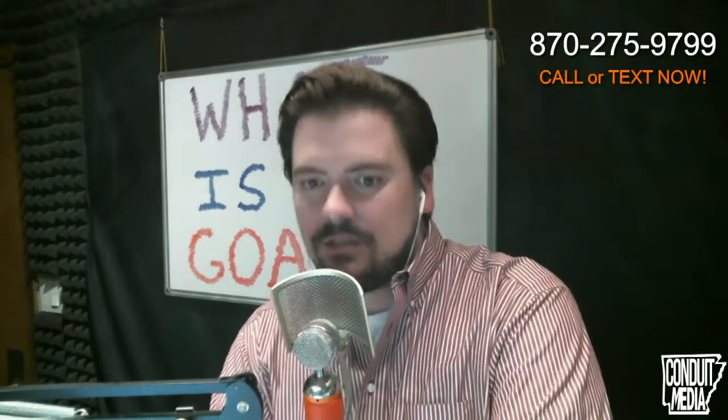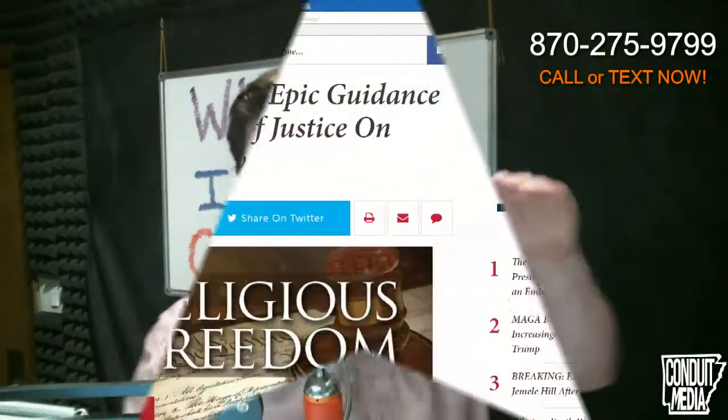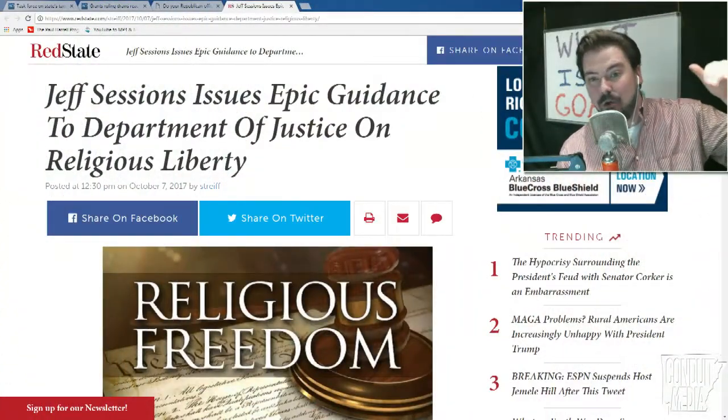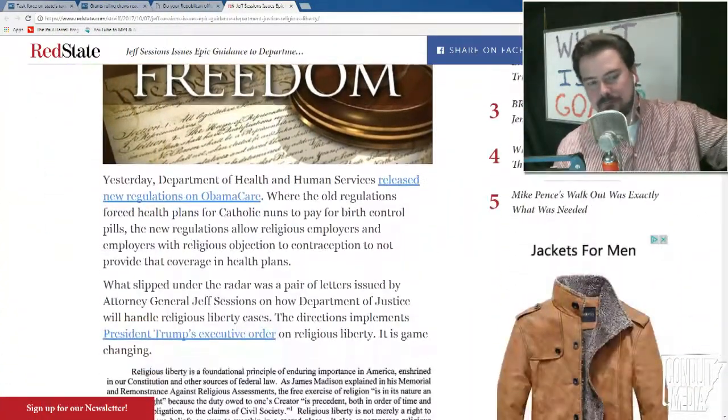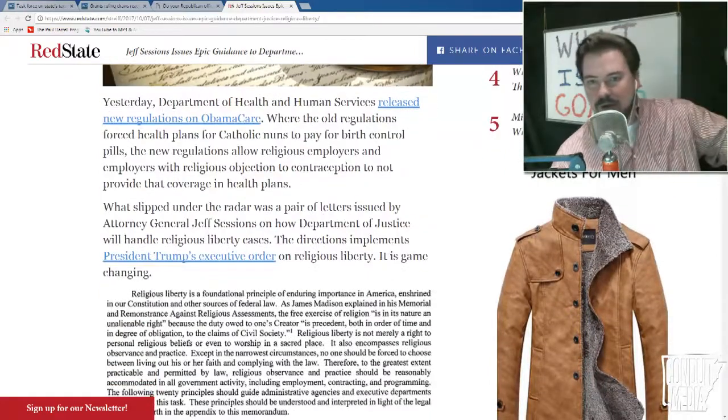870-275-9799. The Attorney General of the United States, Jeff Sessions, this is from Red State, issues epic guidance to the Department of Justice on religious liberty. Folks, I could not be more happy with this. To me, it's not as big of a deal as Neil Gorsuch to the Supreme Court, clearly, because that can help the country for decades. This, 4 years, maybe 8.